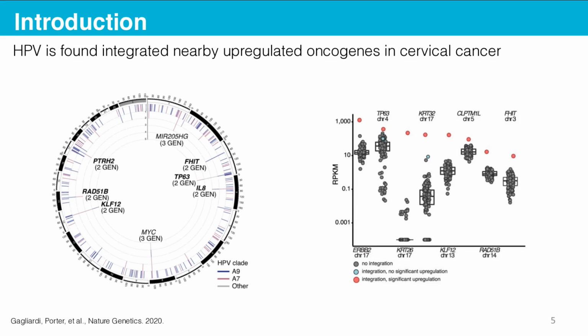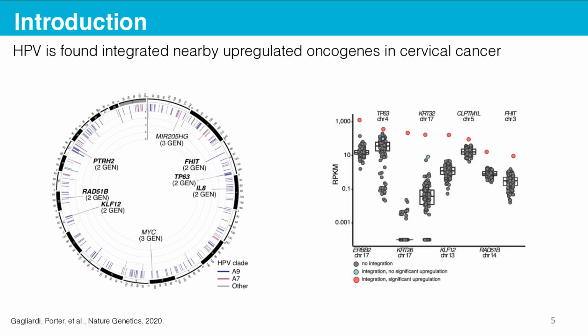So HPV is often found integrated nearby oncogenes in cervical cancer. In this Circos plot, within our HTMCP cohort, each tick is an integration event, and the ticks are stacked when they are occurring within the same genomic bin as each other. And you can see there are some regions of the genome that are more frequently hit by HPV integration than others. And these often are bins that harbor common oncogenes, such as KLF12, MYC, and TP63.